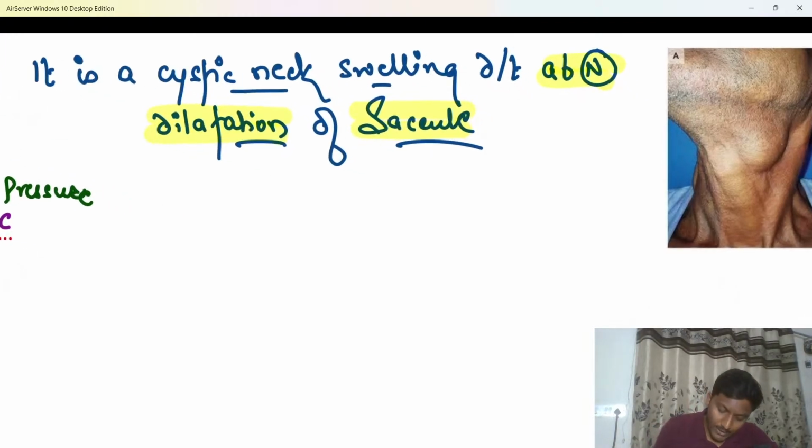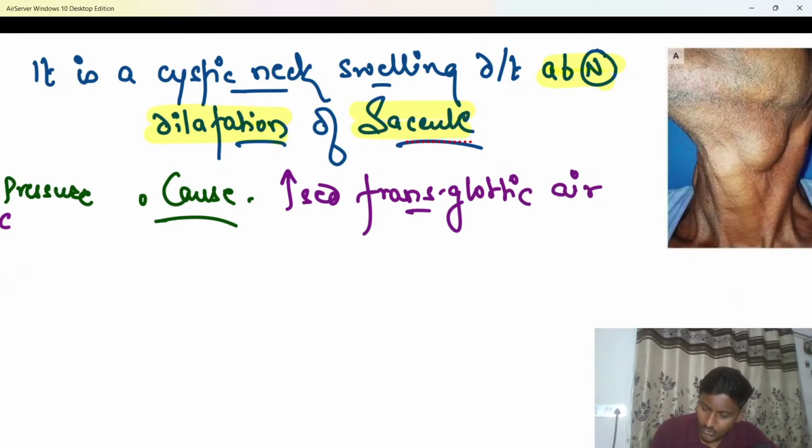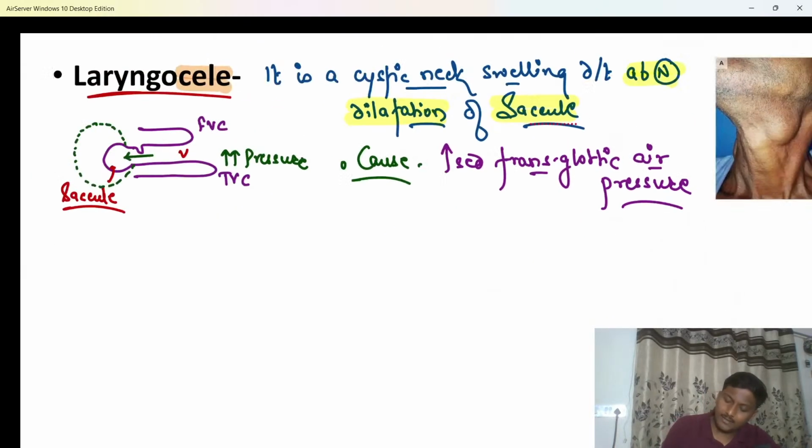Okay, so please remember the cause for this condition, the cause for laryngocele, is nothing else but increased transglottic air pressure beta. Okay, around the vocal cords the air pressure is very high. So it is due to increased transglottic air pressure, due to high air pressure beta inside the larynx.